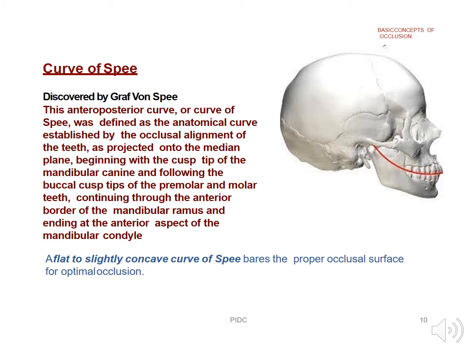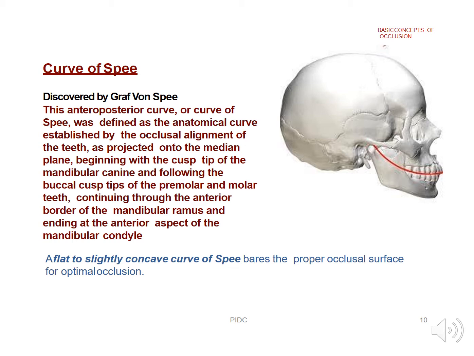Now we will look into details what is the curve of Spee. The curve of Spee was discovered by Mr. von Spee. This anteroposterior curve was defined as the anatomical curve established by the occlusal alignment of the teeth as projected onto the median plane, beginning with the cusp tip of the mandibular canine and following the buccal cusp teeth of the premolar and molar teeth, continuing through the anterior border of the mandibular ramus and ending at the anterior aspect of the mandibular condyle.